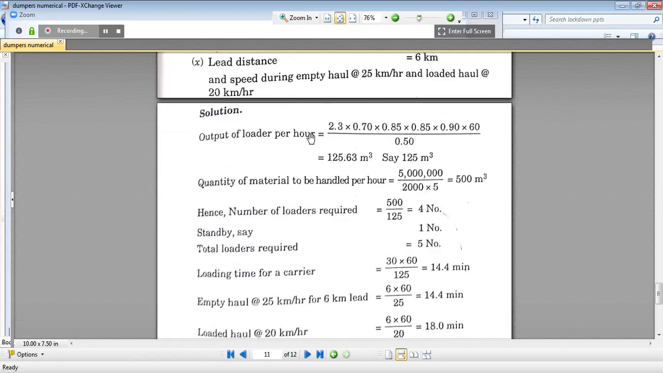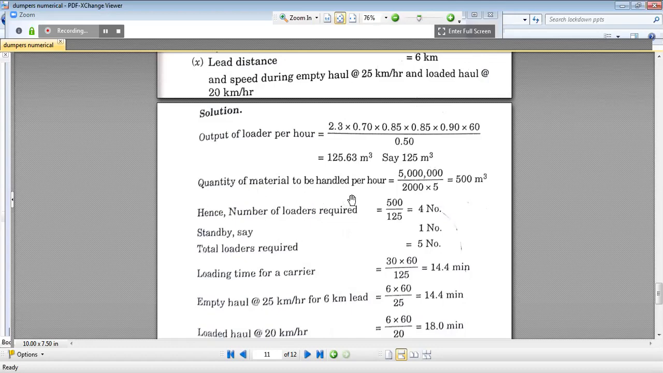Output of a loader per hour: 2.3 is the bucket capacity of the loader, and cycle time of the loader is 0.5 minutes. So in 1 hour, it is going to complete 120 cycles here. Therefore, output of loader per hour is 2.3, multiplying all the factors, into 60, where 60 is minutes, divided by 0.5. So this happens to be nearly 125.63. Let us say this as 125 cubic meter.